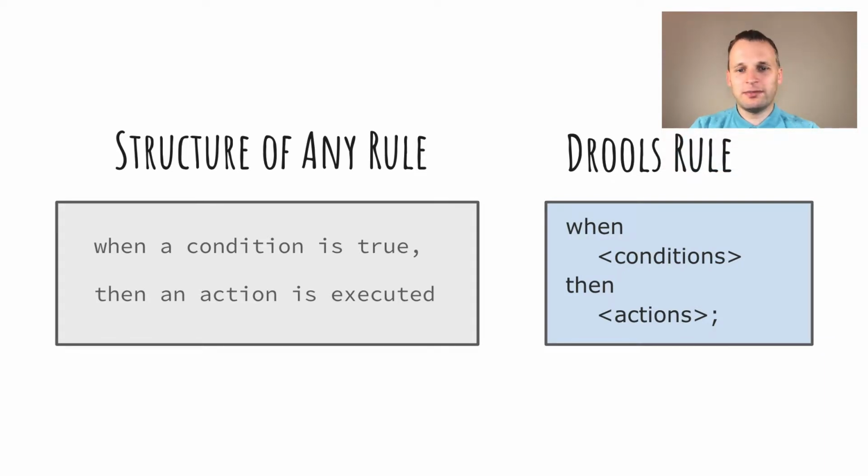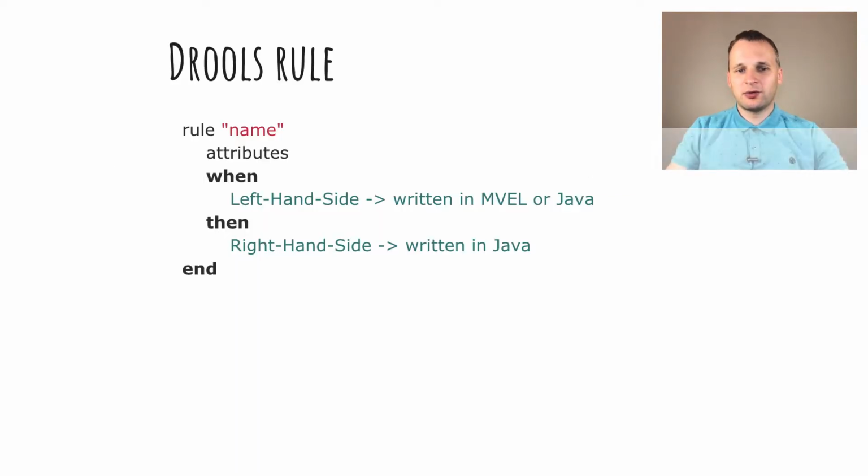It also has a when part that lists the conditions that have to be true, and a then part that has the actions to take. The when part is called the left-hand side of the rule and the then part the right-hand side of the rule. So let's look closer. First, you will write the keyword rule, and then between quotation marks you would write the name of the rule that has to be unique in the session. Then you would have rule attributes, if any, and then you have the when side.